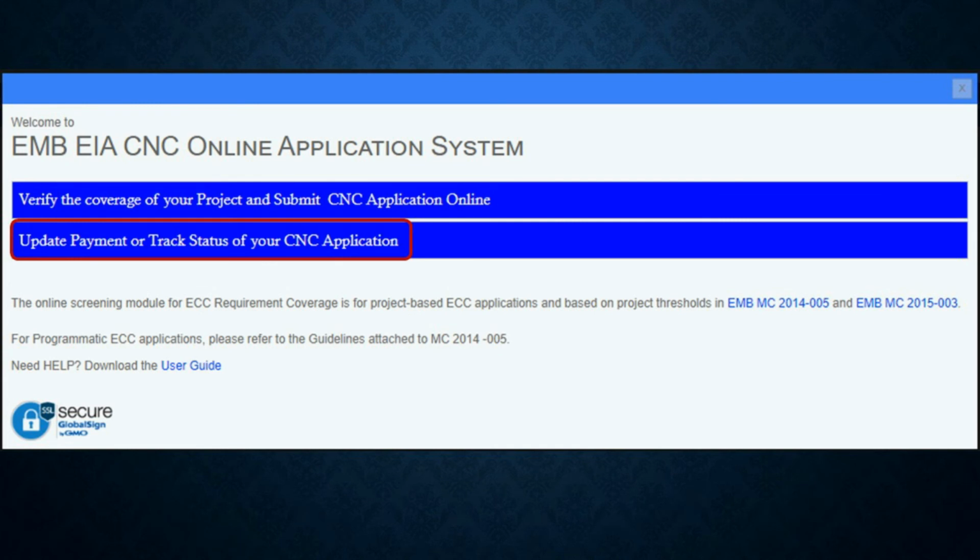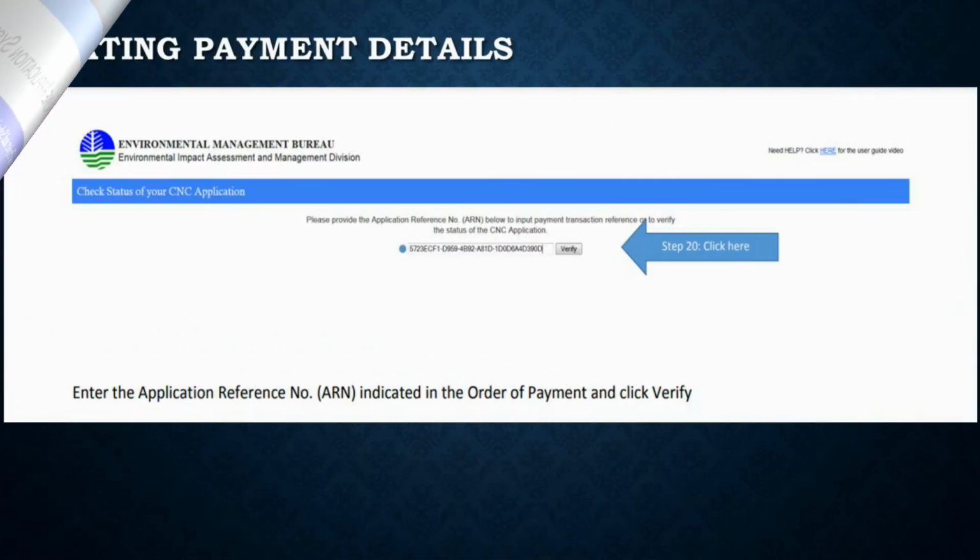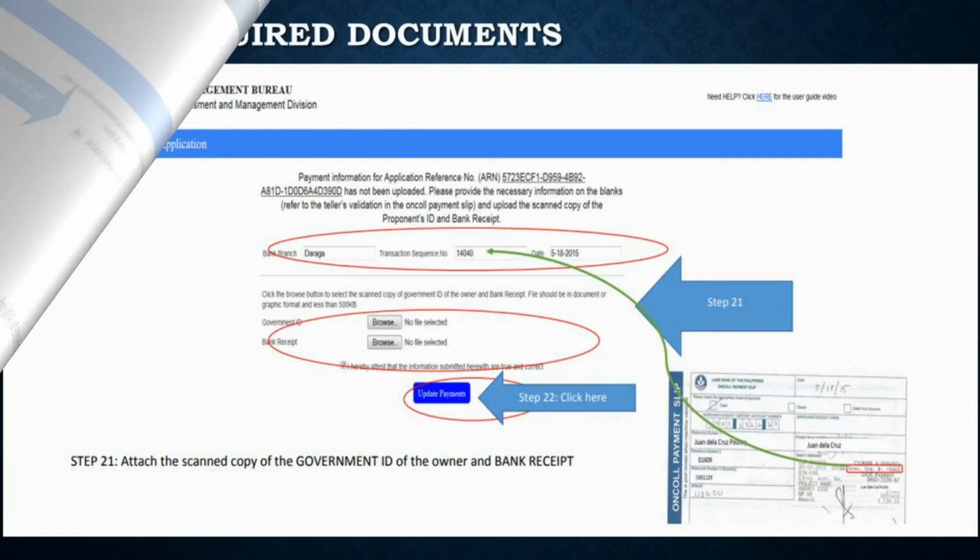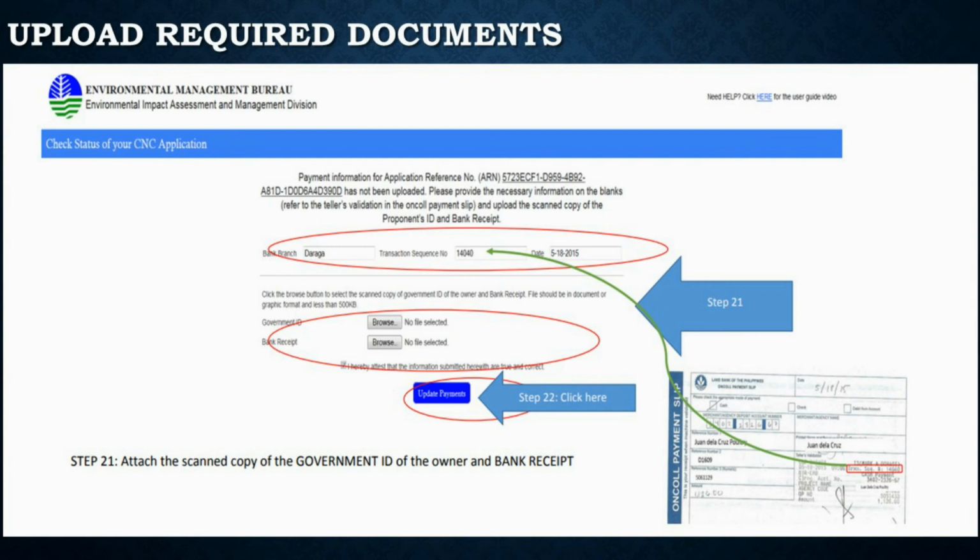Once done with the payment, go back to the CNC online application website. Click on the Update Payment or Track Status of your CNC application button. Copy and paste or key in your application reference number or ARN indicated in the order of payment, then click Verify. Next, enter the required information written on the on-call payment slip. Lastly, attach a scanned copy of the government ID of the owner or authorized representative and the bank receipt. Once information are complete and correct, click on the Update Payments button.